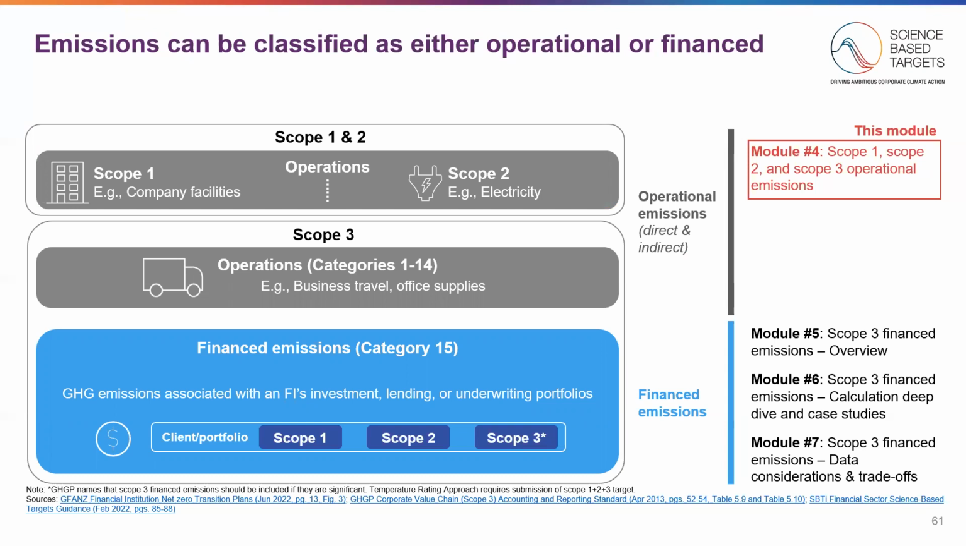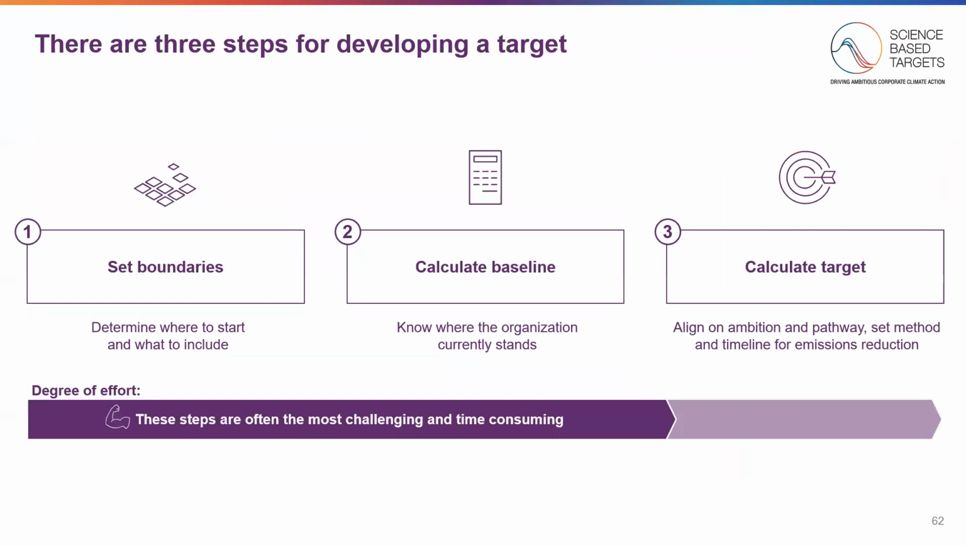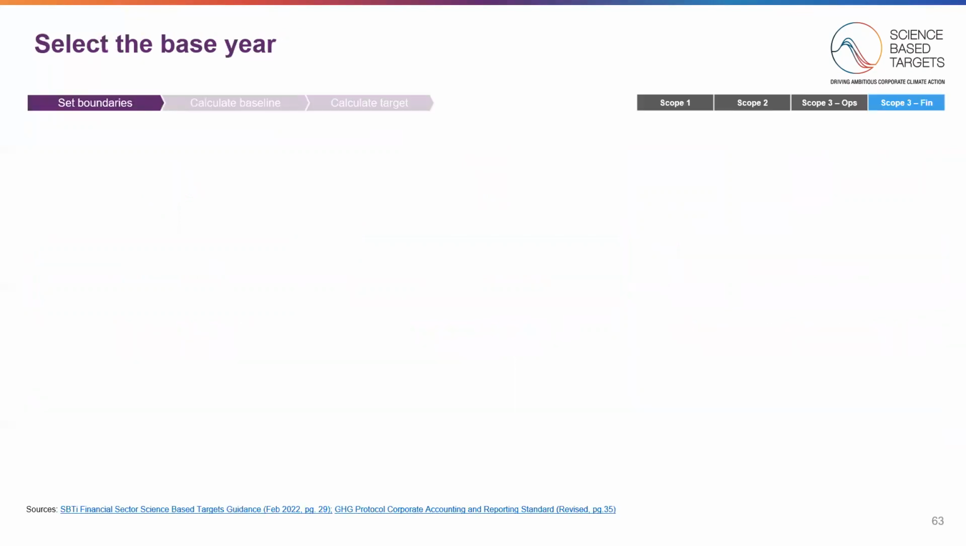half of your screen. As we discussed in Module 3, there are 3 steps for developing targets: set boundaries, calculate baseline, and then calculate the target. We will cover all 3 steps in this module for Scope 1, Scope 2, and Scope 3 operational emissions. To start, you'll want to pick a base year.